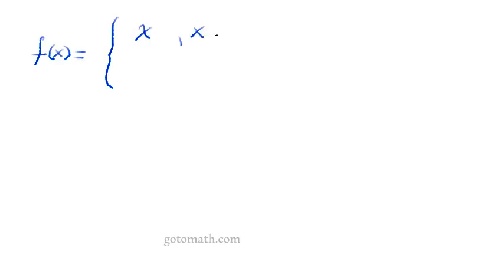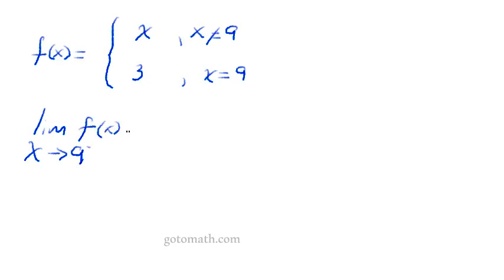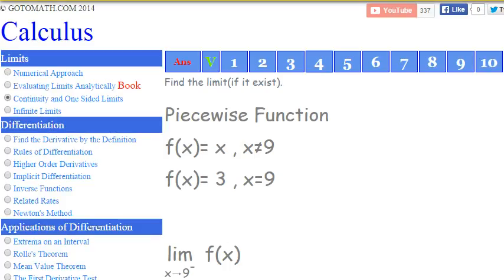x, we have the domain as x is everything but 9, okay? And this one's going to be f of x equal to 3, and its domain is only 9. We're asked to find the limit as x approaches 9 with a minus up here. That means we're coming in from the left of f of x. And yes, it is f of x.